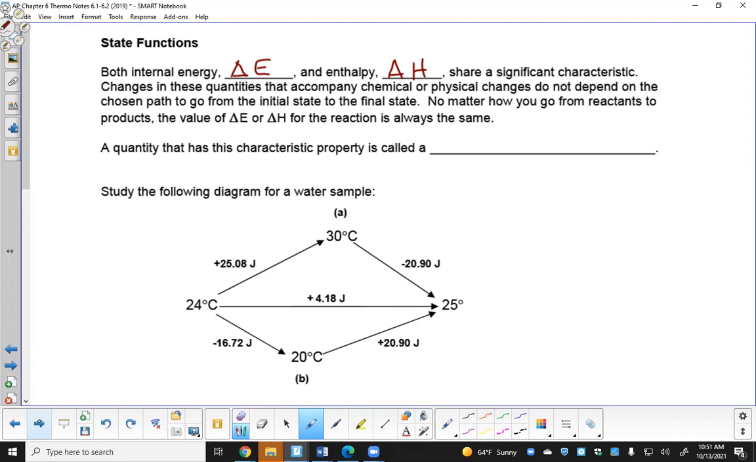In other words, no matter how you go from the reactants to the products, the value of delta E or delta H for the reaction will always be the same. A quantity that has this characteristic is called a state function or a state property. See it written both ways depending on what textbooks I look at.